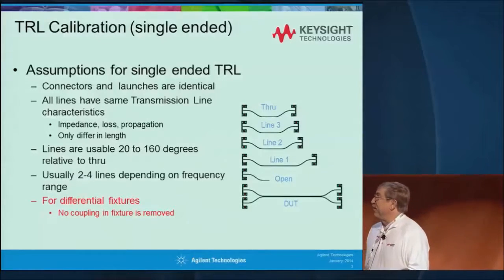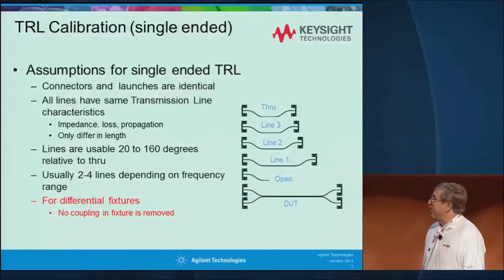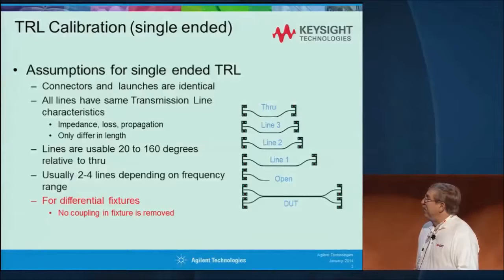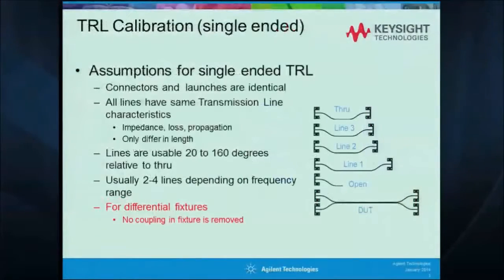There are some assumptions, and most people don't pay attention to those, but basically all the connectors and launchers are supposed to be identical. All the lines have the same transmission characteristics. They only differ in length. You use the lines to a maximum of 20 to 160 degrees, which is why you need more than one line. And if you're doing any differential fixturing, coupling is not removed. So in the example I'm showing here of a differential kind of device, any coupling in this fixture is not removed. That's the way life is.